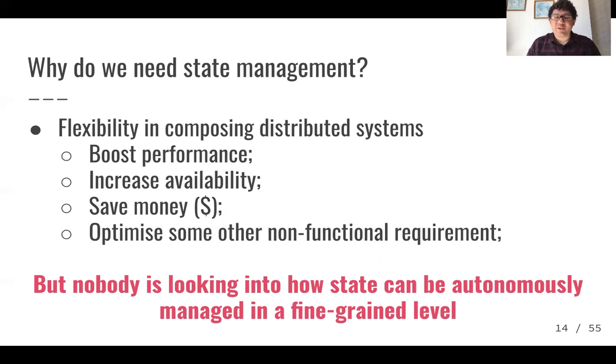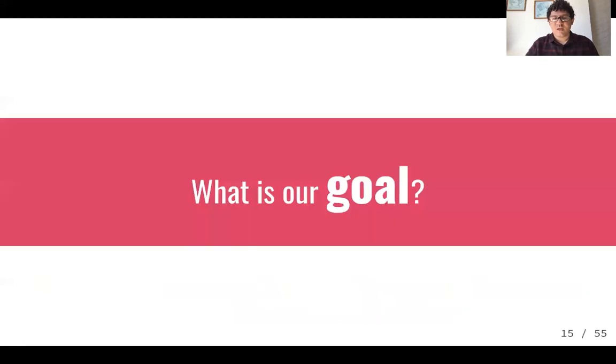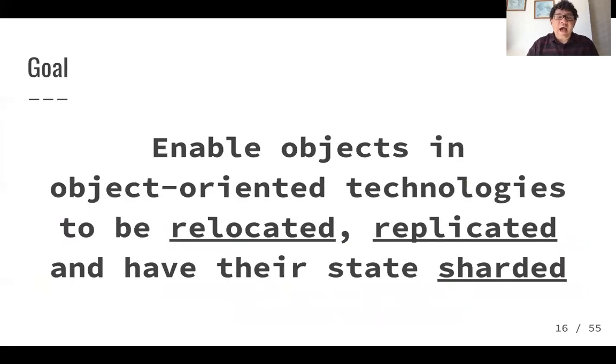But nobody is actually looking into how state can be autonomously managed. The state currently has to be taken care of by the developers. And especially, we're not looking into state management at a very fine-grained level. So what is our goal? Our goal is to enable objects in object-oriented technologies to be relocated, replicated, and have their state sharded.